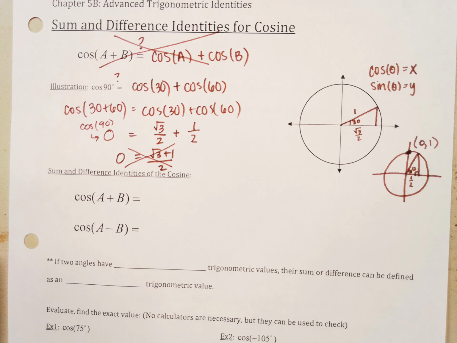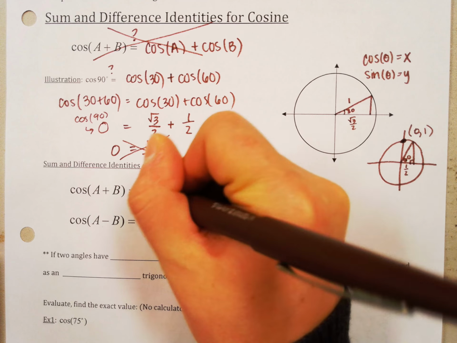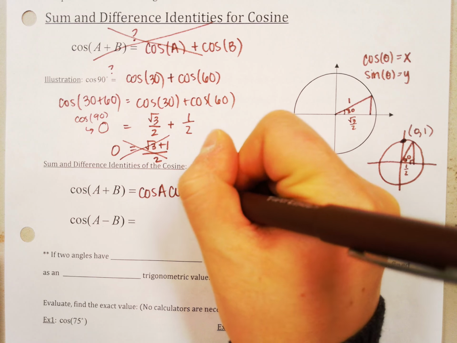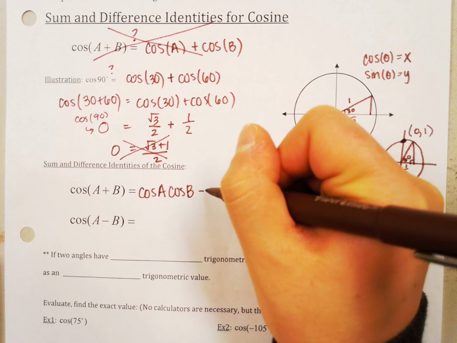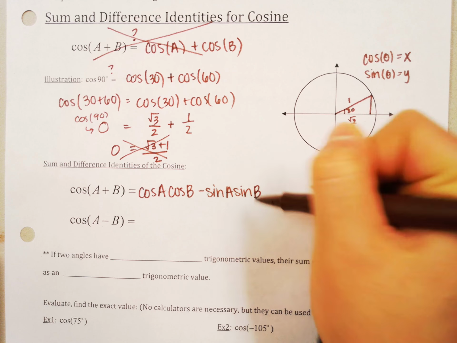But there is a way to actually find the cosine of A plus B. There are identities for that, and they look a little bit complicated, and so I'll tell you right now, it's not something that you have to memorize, but you do need to know how to apply these identities. So since we can't distribute that, there's a different way that we can go about it. The cosine of A plus B works out to be the cosine of A times the cosine of B minus sine A times sine B.